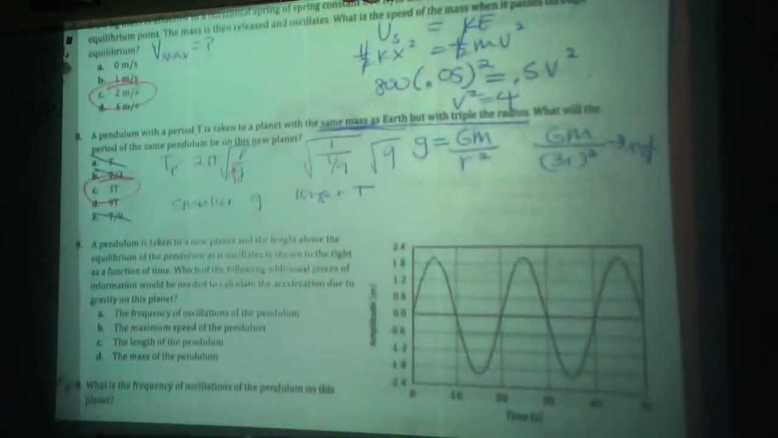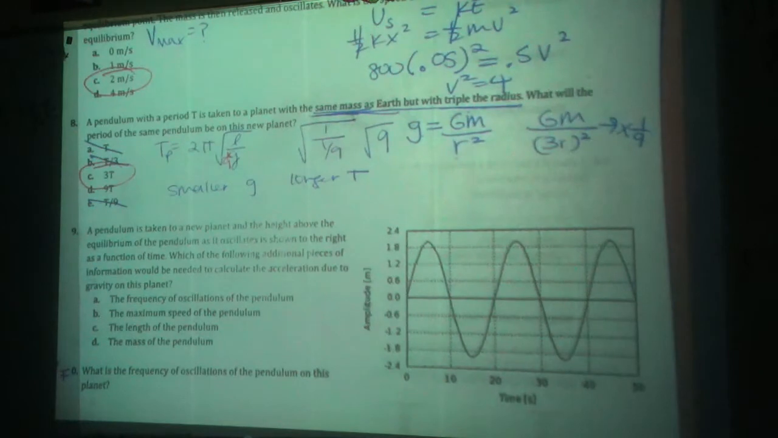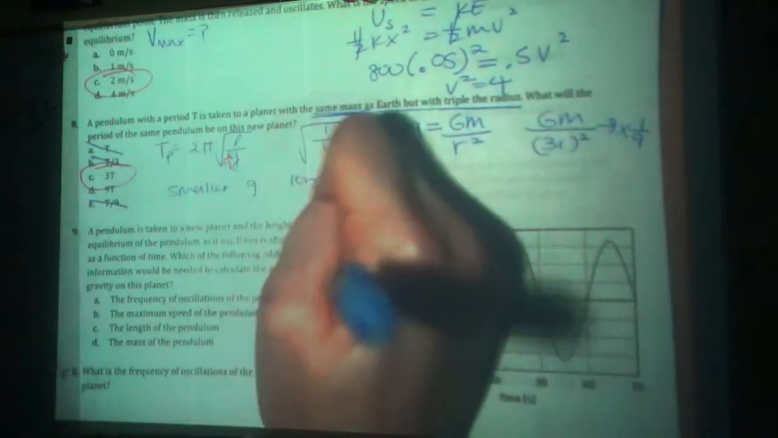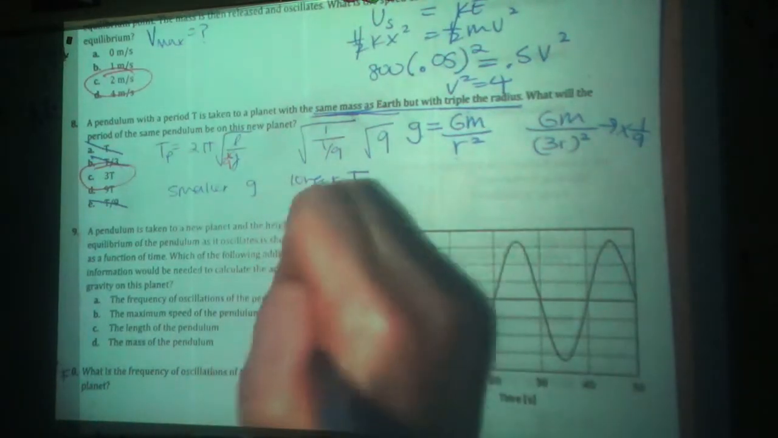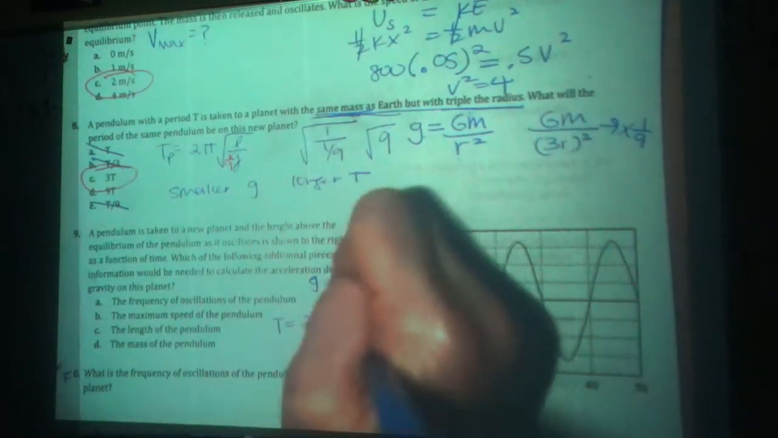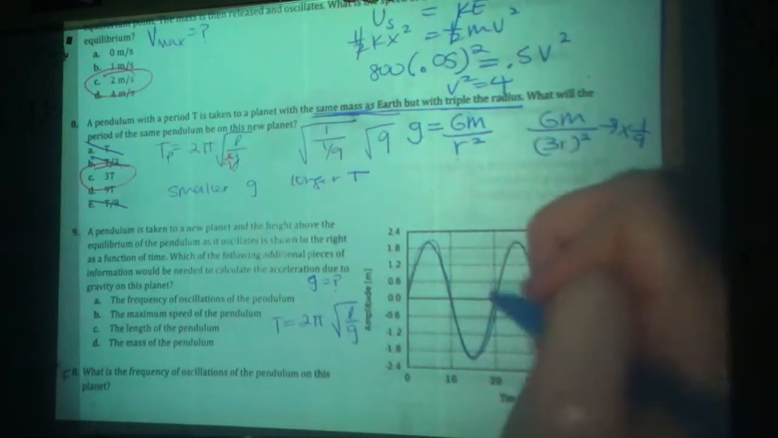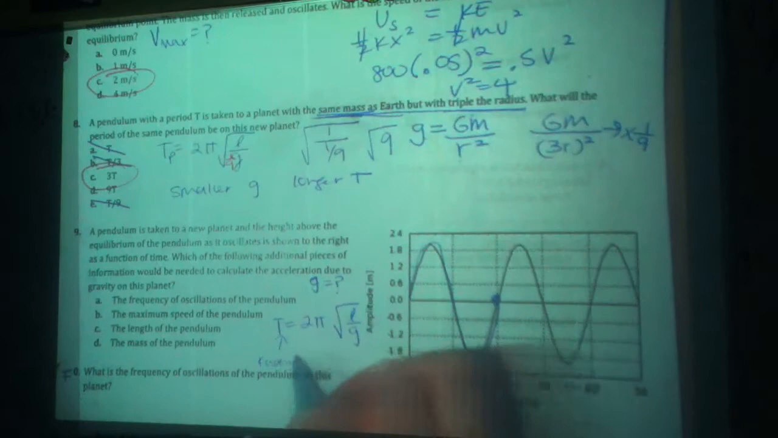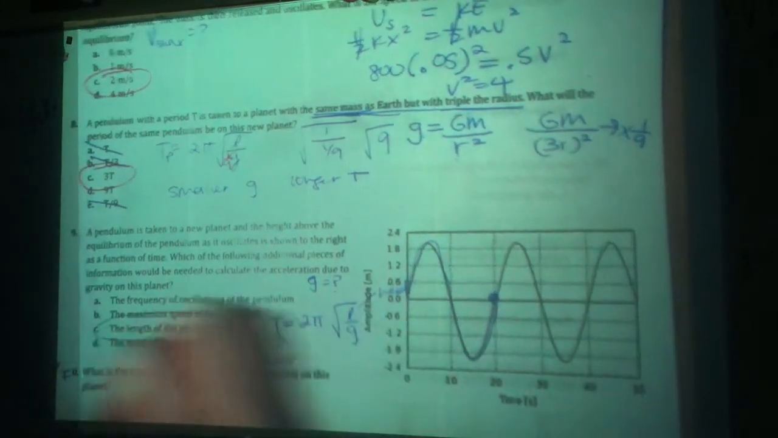Right, a pendulum is taken to a new planet and the height above the equilibrium of the pendulum as it oscillates is shown to the right as a function of time. Which of the following additional pieces of information would be needed to calculate the acceleration due to gravity? So you're saying, what would you need in order to calculate g? So the only equation that has g in it really is this one right here. So I have the time, right? This has a period right here. So I know this, and you're trying to find this. That means the only other thing you need is L. So you would need the length of the pendulum.